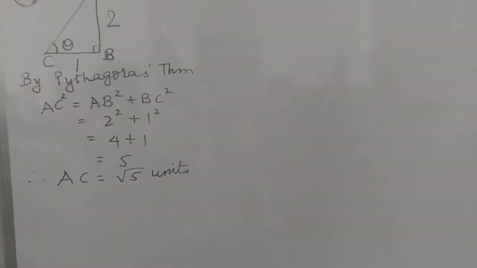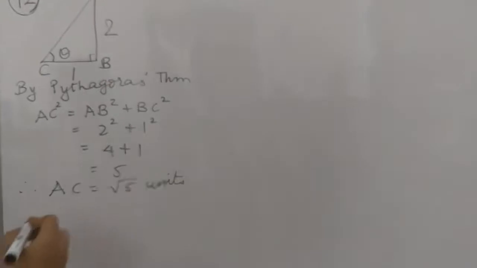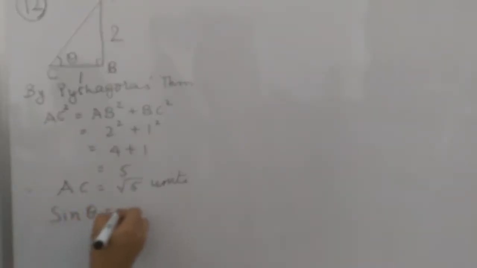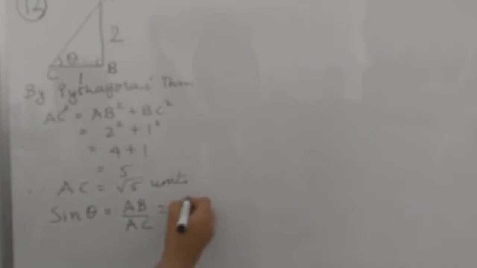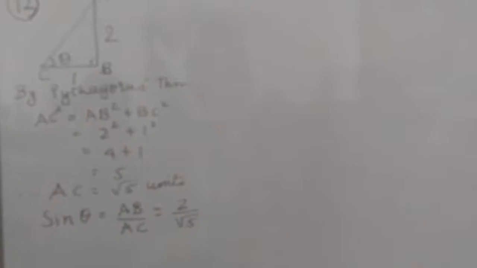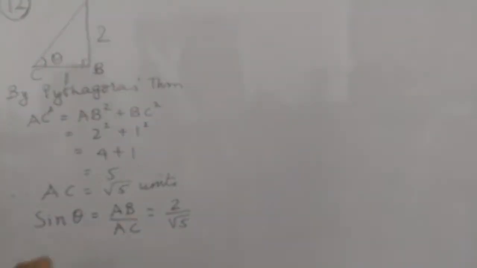So again, sine ratio, sine means opposite upon hypotenuse. So here theta's opposite side is AB and hypotenuse is AC. So AB is 2 and AC is root 5. This is our value of sine theta. Now let us take the tan theta value. Tan theta is what? Opposite, that is AB, upon adjacent, that is BC. It means 2 by 1 here. So we have written both the values, sine and tan theta.